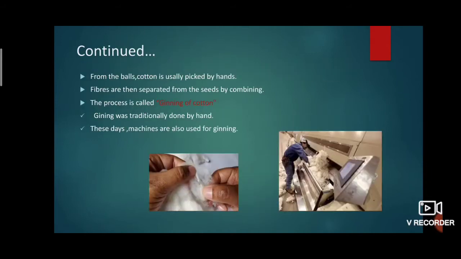From the balls, cotton is usually picked by hand. In the first picture, they are picking the cotton by hand. Fibers are then separated from the seeds by combing. This process is called ginning of cotton. Ginning was traditionally done by hand. Nowadays they have many machines for ginning. The first picture indicates cotton picked by hand. The second picture shows a machine.